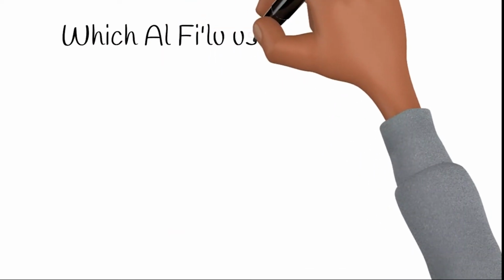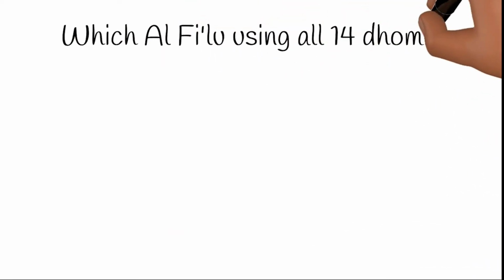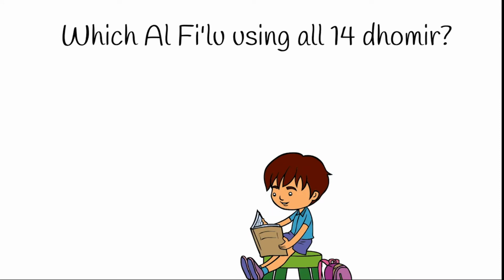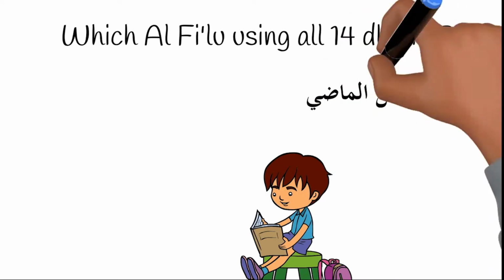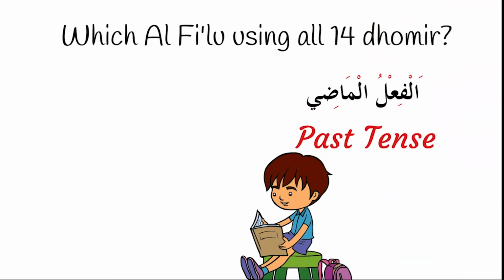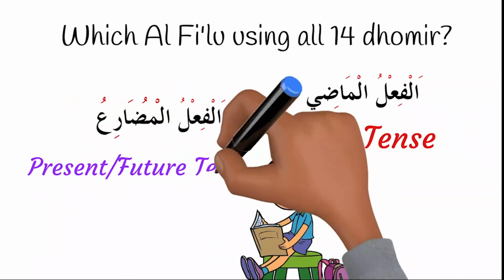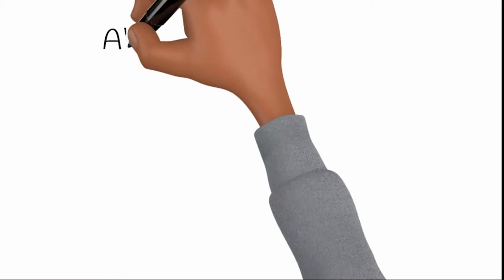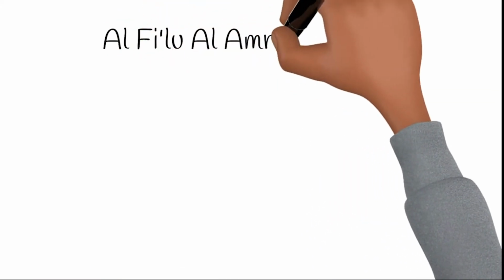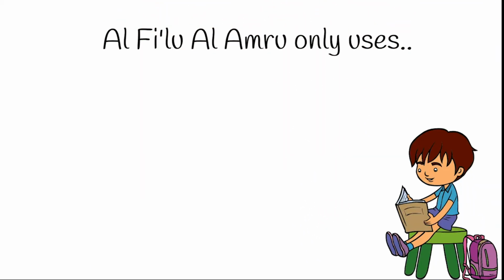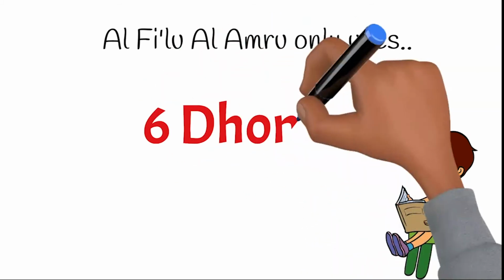Which الفعل uses all 14 dormir? الفعل الماضي. الفعل المضارع. الفعل الأمر only uses 6 dormir.